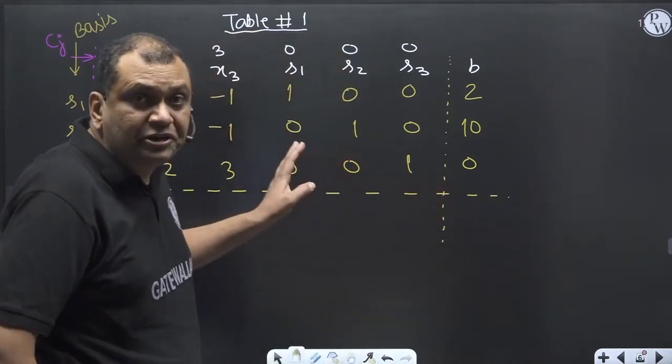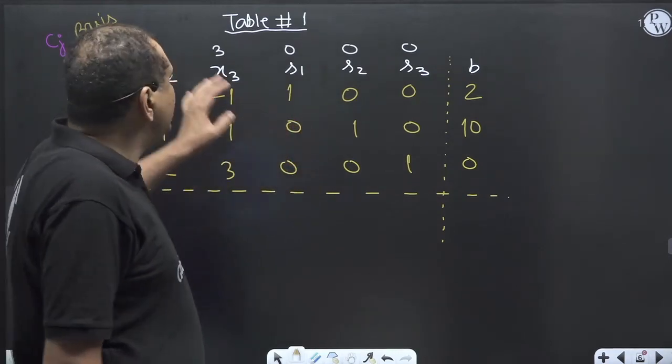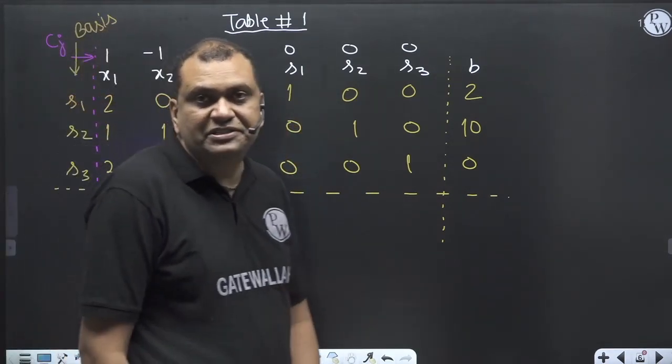It's our initial matrix, and initially the slack variables enter into the basis.